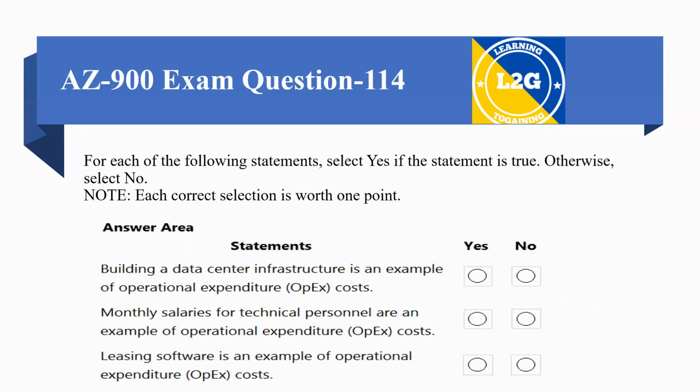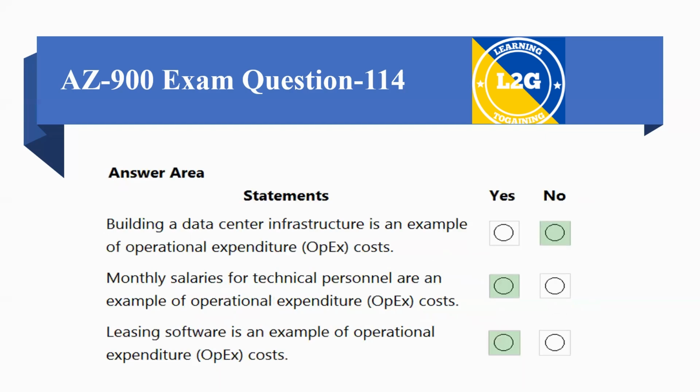Coming to the question number 140, building a data center infrastructure is an example of OpEx cost, that is operational expenditure cost. Monthly salaries for technical personnel are an example of OpEx cost. Leasing software is an example of OpEx cost. So correct options would be: building a data center infrastructure is an example of OpEx cost. It should be no, because it is an example of CapEx cost, that is capital expenditure cost. Monthly salaries for technical personnel are an example of OpEx cost. It should be yes. And leasing software is an example of OpEx cost. It should also be yes.